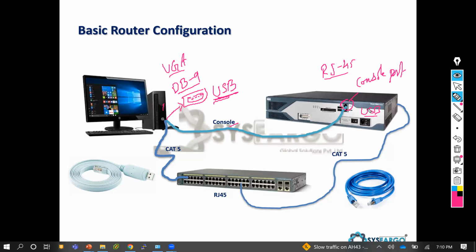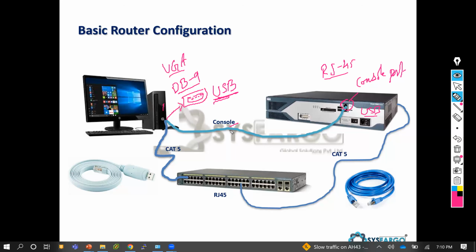Okay, now the latest hardware, whatever you take in the Cisco, that 4000 series router, in that we have both. We have the console port with RJ45 also. We have the USB console port also. Both we have. It's up to you which one you want to use.